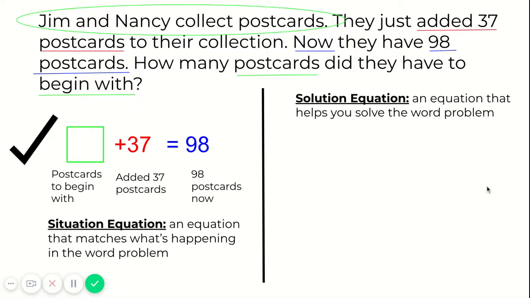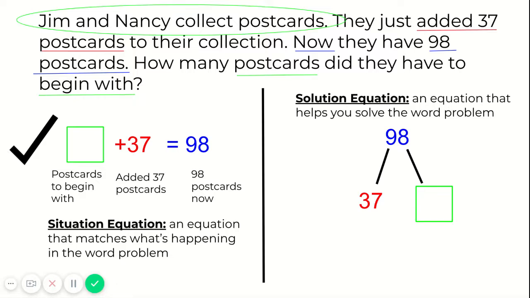I know 98 postcards is what Jim and Nancy have now. That's their total amount of postcards. So that's going to be the number at the top of my mountain. I also know that one of the partners is going to be 37 because I know they have 37 postcards. Our other unknown, the postcards that they started with, will be the other partner.